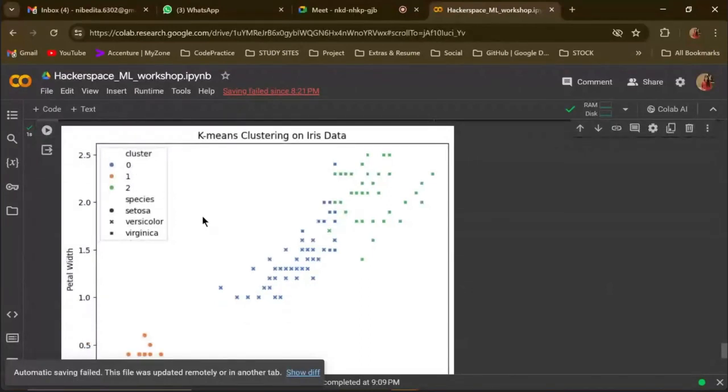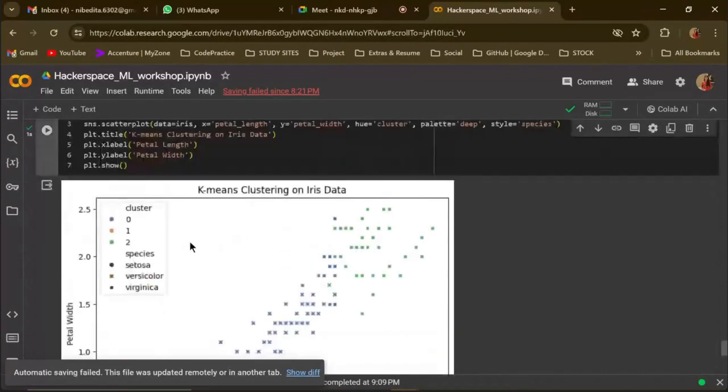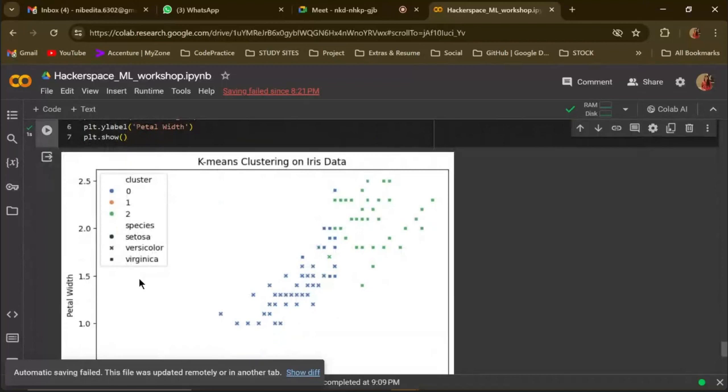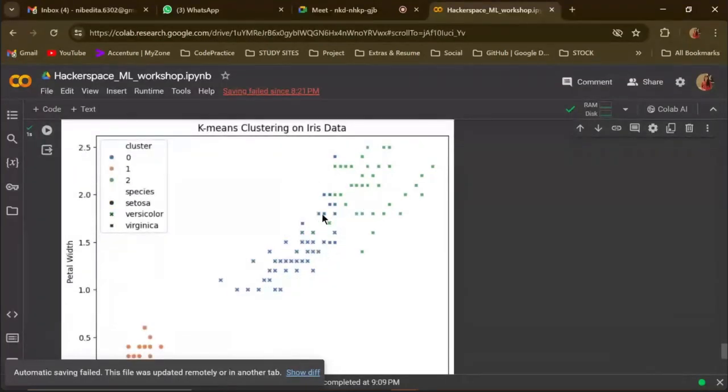So 0 refers to the blue color, which identifies most of the versicolor species, the cross points. The cluster 1, the orange color, specifies the Setosa species, whereas the green color, that is 2, specifies the virginica. We see there is some error: some square points which represent virginica are classified as cluster 0, the blue color, which represents the cross data. So there is some error over here.